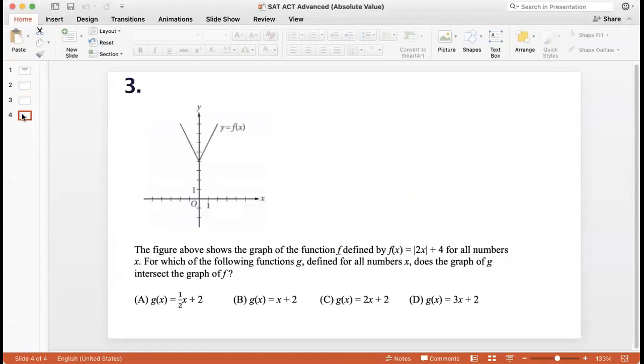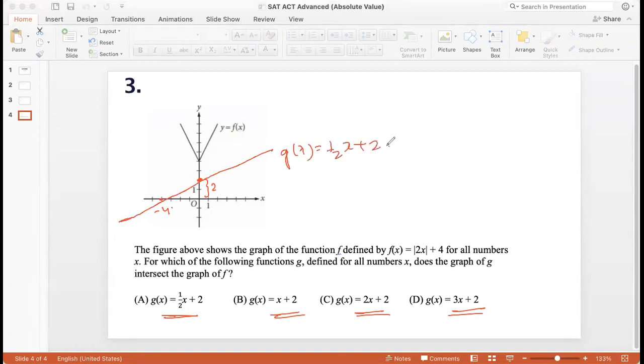Okay. Question three: the figure above shows the graph of the function defined by f(x) is mod 2x plus 4 for all numbers x. For which of the following functions defined for all numbers x does the graph of g intersect the graph of f? So we have four options: g(x) is half x plus 2, x plus 2, 2x plus 2, and 3x plus 2. So we know that the y-intercept is 2 in all cases. And half x would mean that if this is 2, then 1, 2, 3, 4, this has to be negative 4. So this is how g(x) equals half x plus 2 would look.